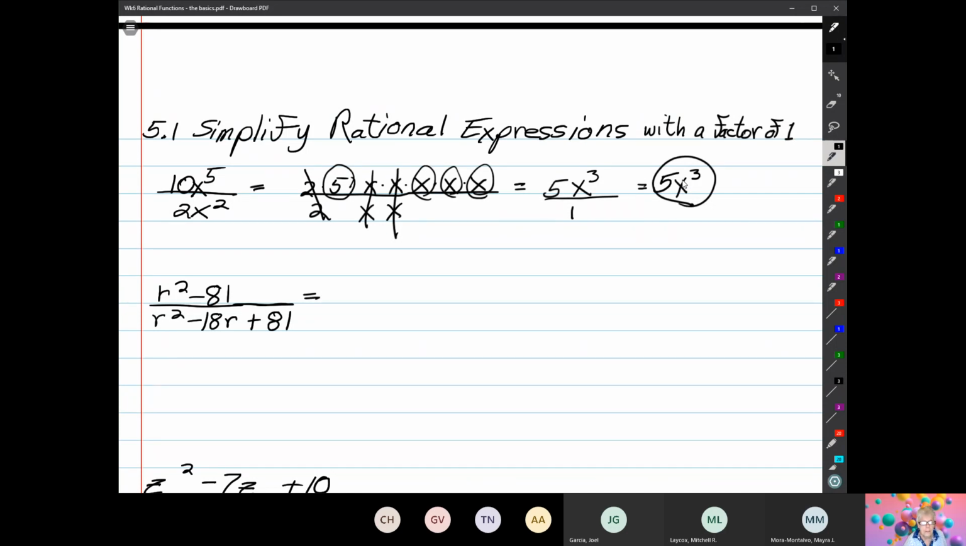All right, r squared minus 81 factors into the difference of two squares. R, and then the square root of 81 is 9. The principal square root of 81 is 9. So I put a 9 here, and I put a 9 here. Now watch this, and you've got to pay attention to this. Put your plus here and your minus here. That is factoring by the difference of two squares.